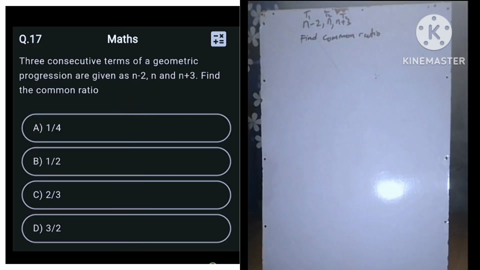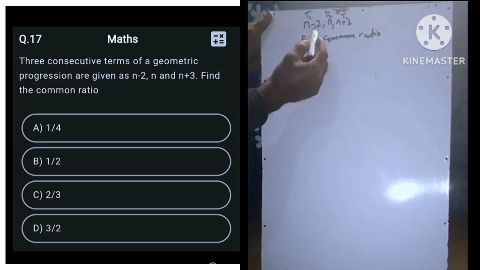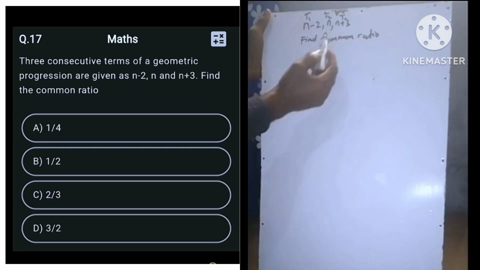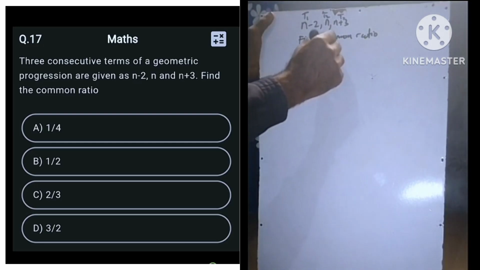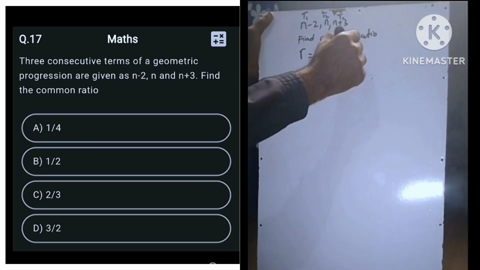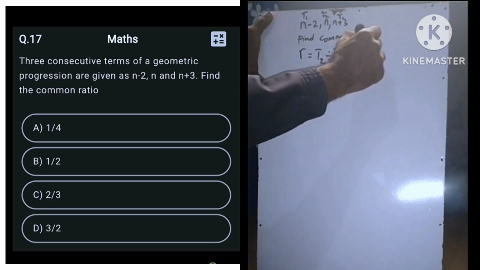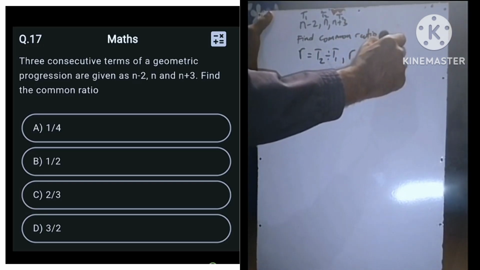Now this question is coming from sequence and series, which is under GP. Now you're asked to find the common ratio. So this is the first term, second term, and third term. And according to the GP, we say that your common ratio is equal to T2 divided by T1. And your ratio can also be T3 divided by T2.